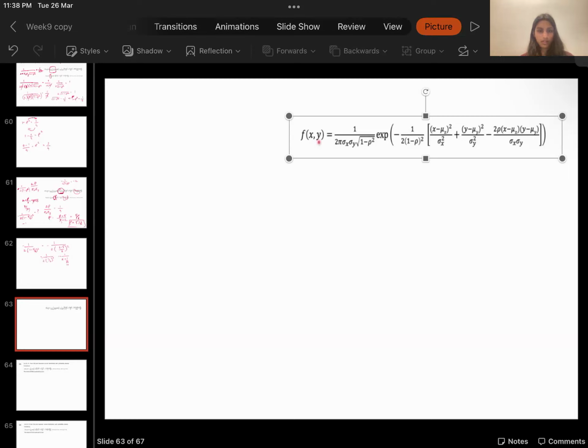So the rho is not given here. It's directly computed. 2 sigma. So basically mu is 3.